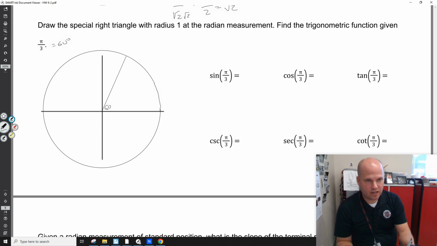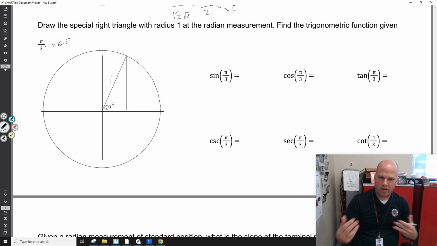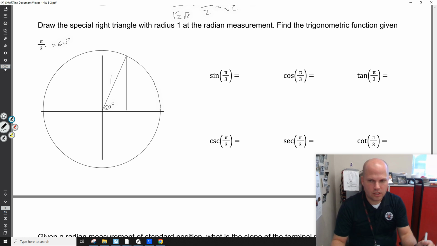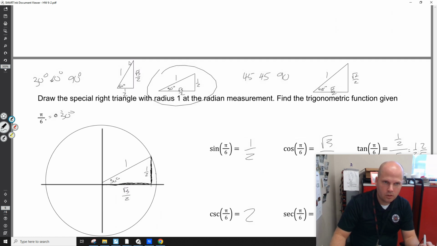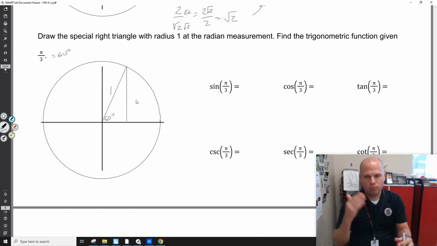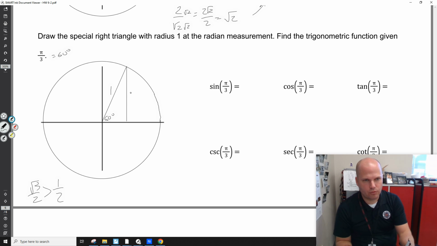which creates a reference angle of 60 degrees, creates a tall 30, 60, 90 triangle with a hypotenuse of 1 because the radius of this circle is 1. The tall 30, 60, 90 triangle is not memorized. You just understand that the side lengths are either root 3 over 2 or a half. Root 3 over 2 is bigger than 1/2. This is root 3 over 2. This is a half. What's the sine of 60 degrees?